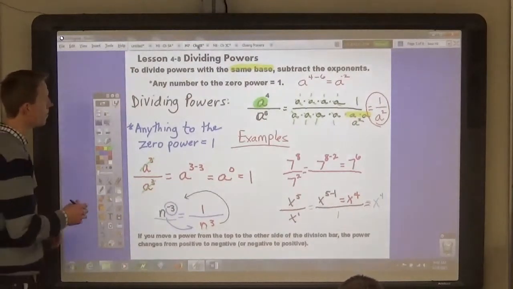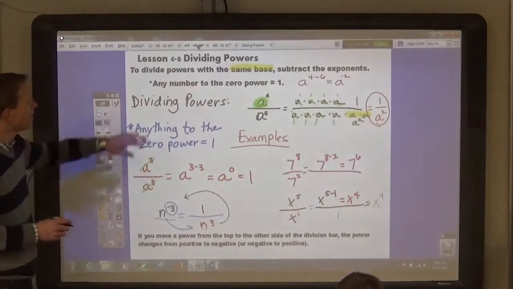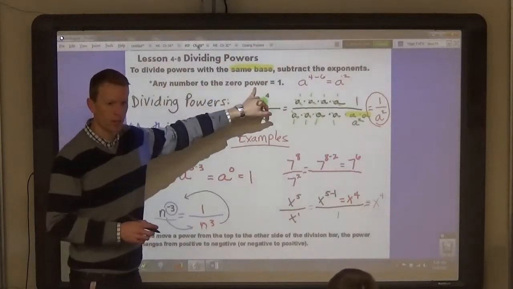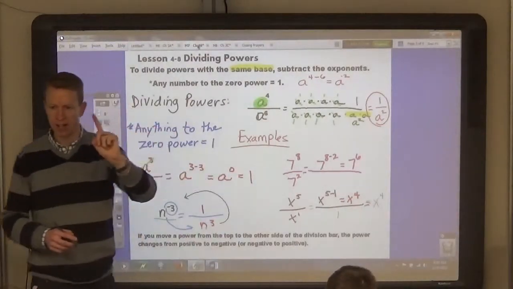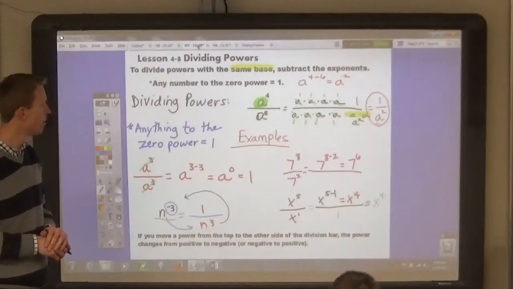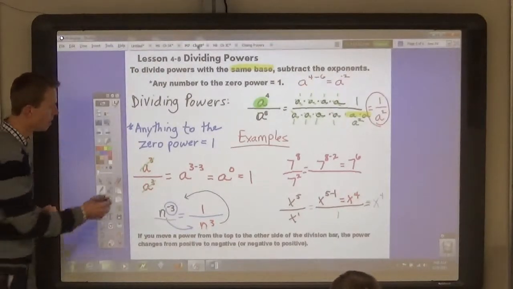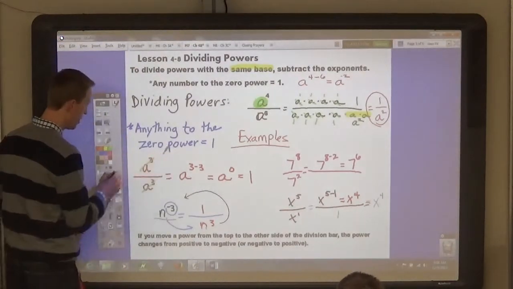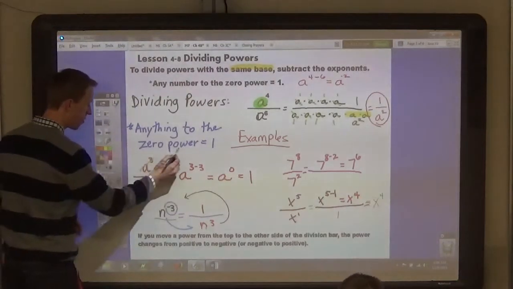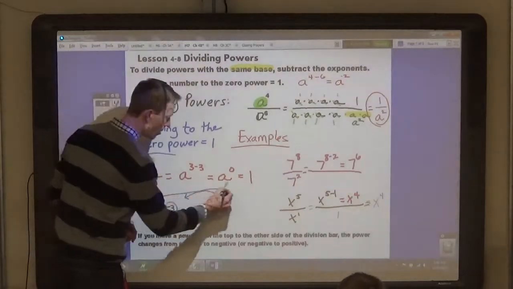One of them is that, first of all, any number to the 0 power is 1. Just the answer 1. Any number to the 0 power is 1. So look at this example right here. A to the third over a to the third.